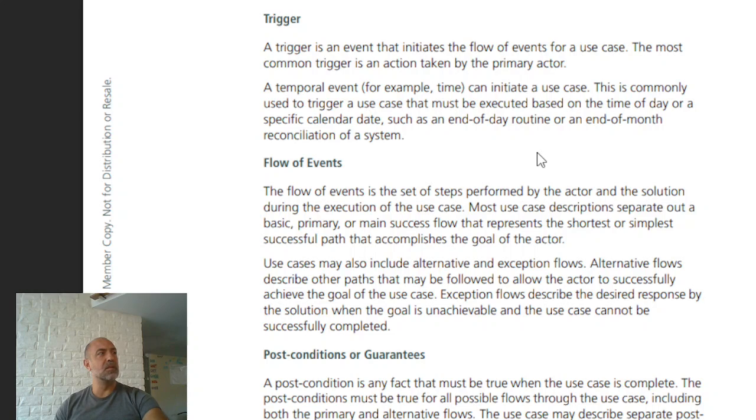What I'm thinking is, somebody calls and puts an order and that triggers a series of events, and that's basically the case study, right? From A to Z, what happens.